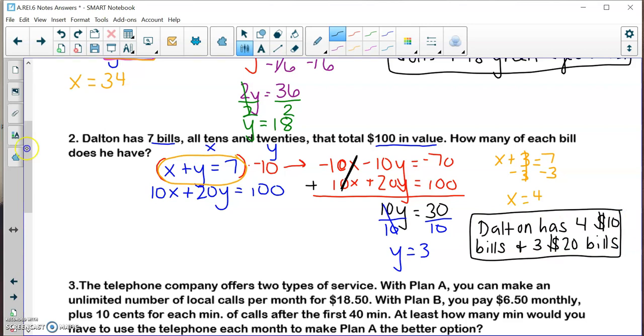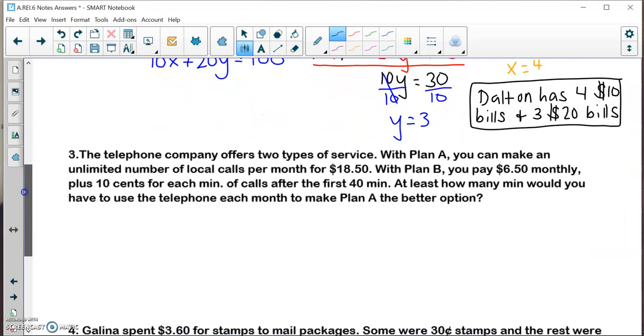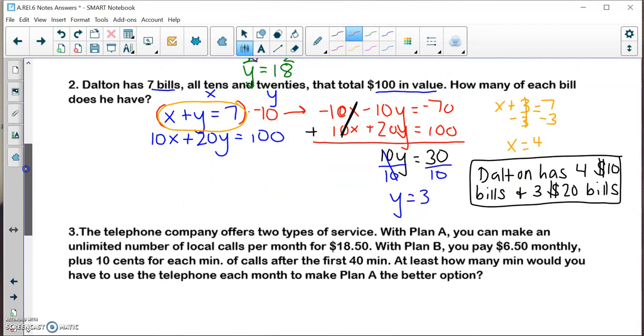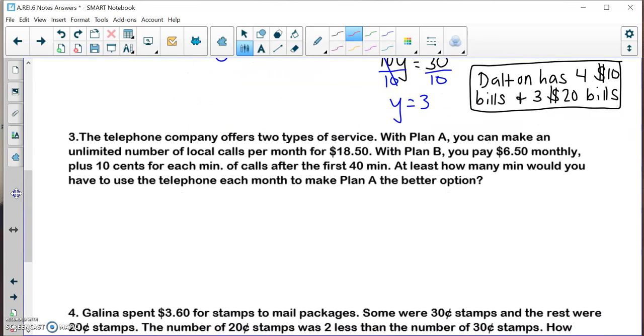Alright, moving on to number 3. The telephone company offers 2 types of services. With Plan A, you can make an unlimited amount of local calls per month for $18.50. So this was Plan A. For Plan B, you have to pay $6.50 monthly plus 10 cents for each minute of calls after the first 40 minutes. We want to know at least how many minutes would you have to use the telephone plan each month to make Plan A the better option.